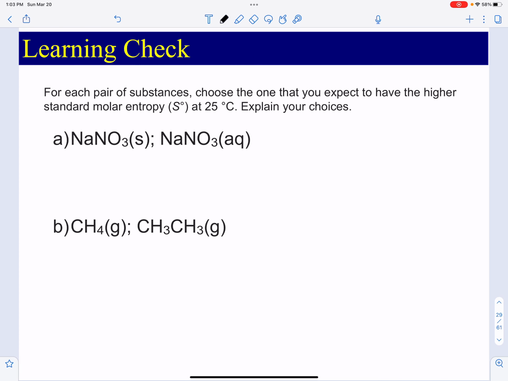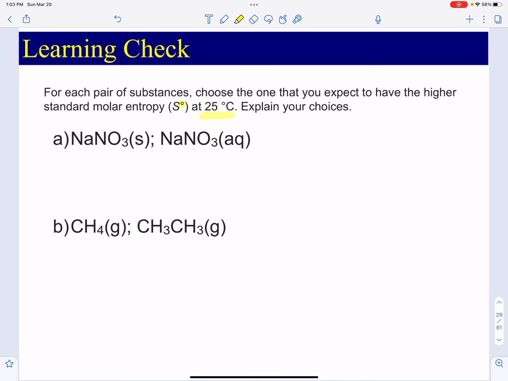So let's see how we can use all that now. For each pair of substances, choose the one that you expect to have the higher standard molar entropy. And we're going to represent a standard with that symbol, which means it's at 25 degrees Celsius, 1 atmosphere of pressure, and if it happens to be a solution, 1 molar.